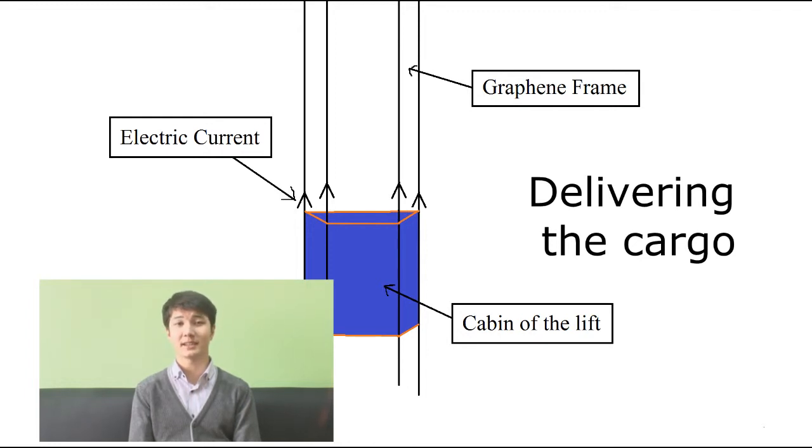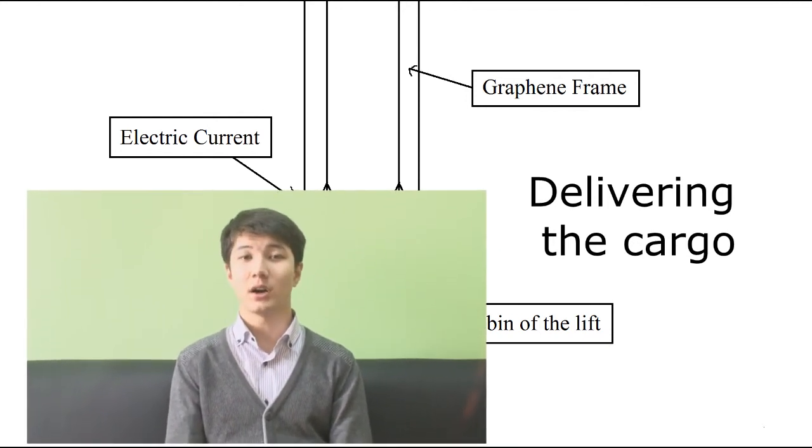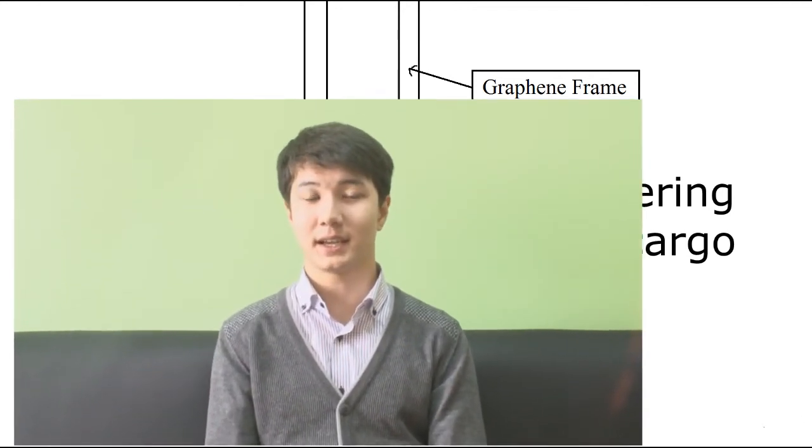Building the carcass of the lift from graphene can be very useful, because if we conduct current through this carcass, through the frame made from graphene, our cabin of the lift, by the electric force generated from the current, will move the cabin straight upward. So our cargo will be delivered to the satellite.